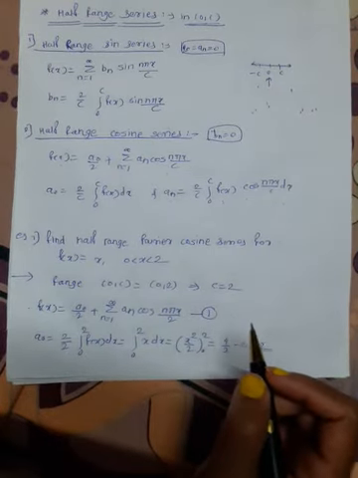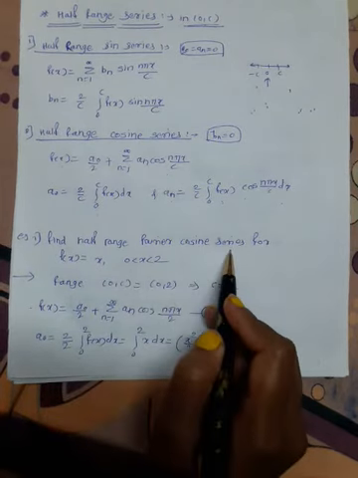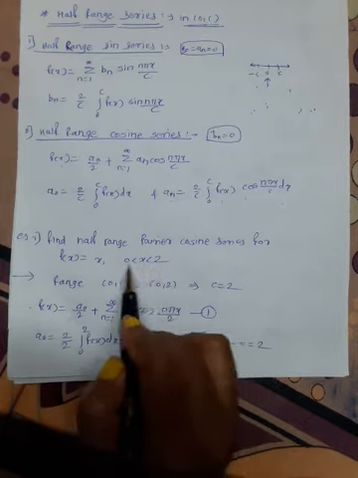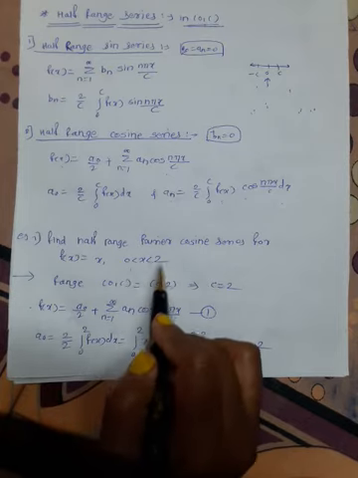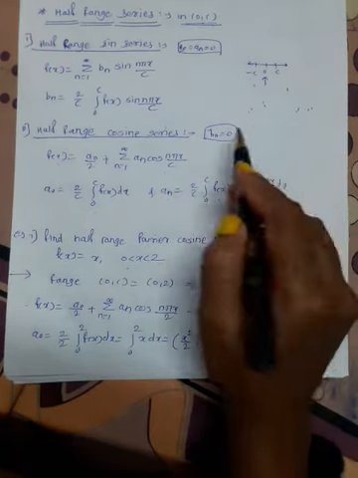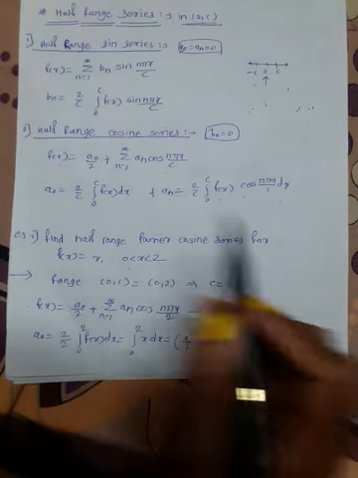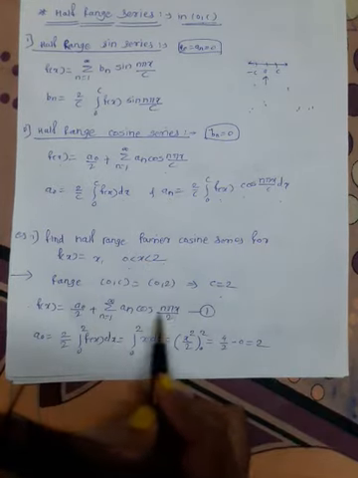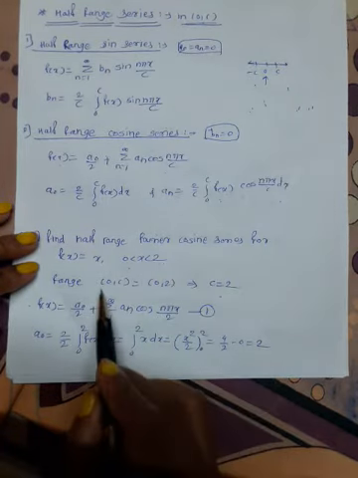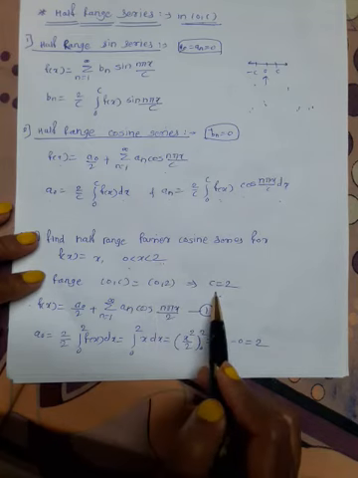Let us start with the example. Find the half range Fourier cosine series for the function f(x) equal to x, where our range is 0 to c, that is 0 to 2. The half range cosine series formulas are these. bn is 0, no need to write bn here because it is already a half range cosine series. Therefore write down the Fourier series as given, and our range 0 to c should be compared with 0 to 2. Therefore the c value becomes 2.